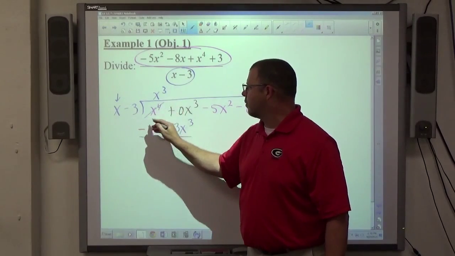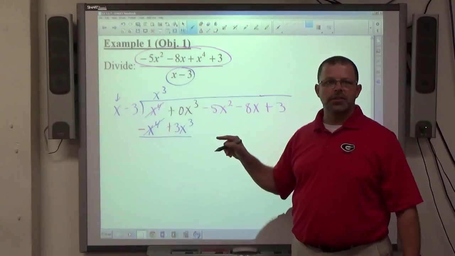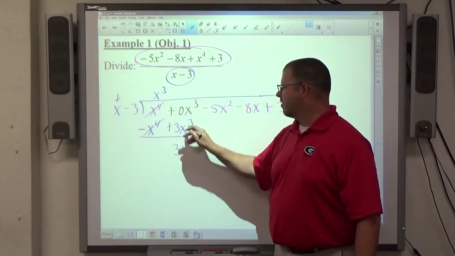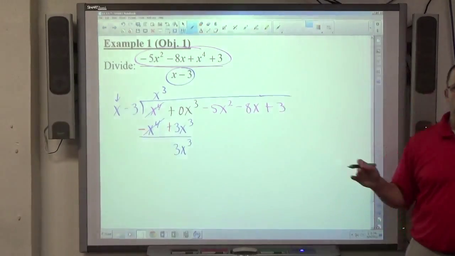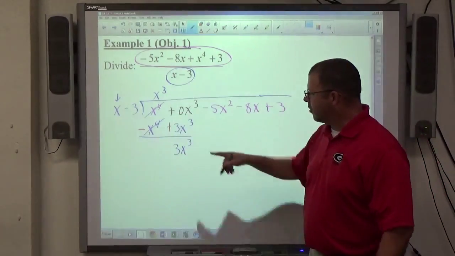X to the fourth minus x to the fourth cancels. These objects are whatever sign they are. You add or subtract based on the signs of the objects. In this case, 0 plus 3 makes 3. That 0 doesn't really do anything. Again, it was holding a place. It's not creating any difference. It just gets us the same object we got down here.